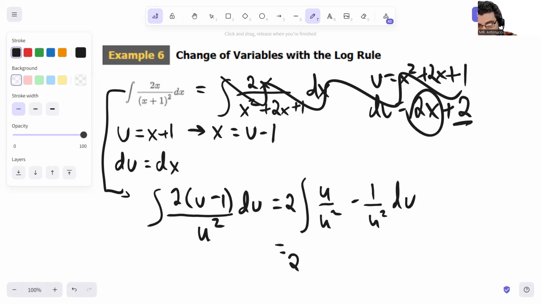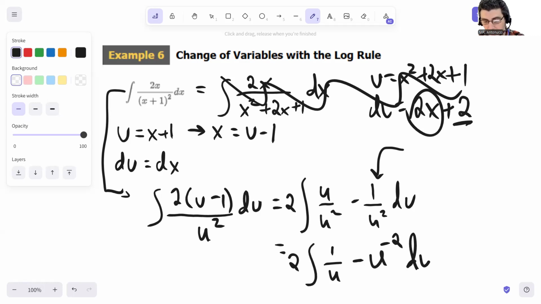And then this is going to be 2 times the integral of 1 over u minus, now I can't simplify this, but in order to use the power rule, I can rewrite it as u to the negative 2 du. All right.